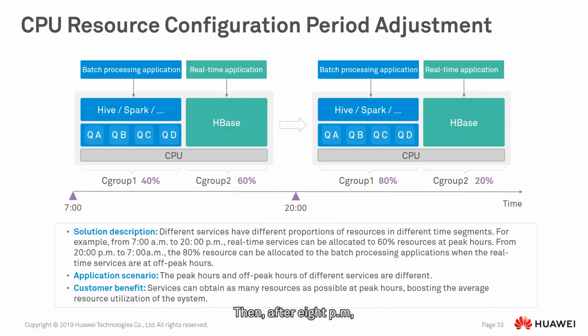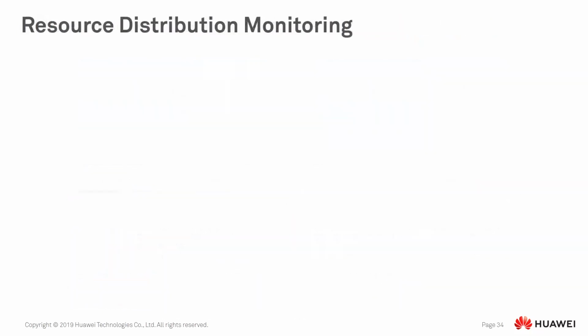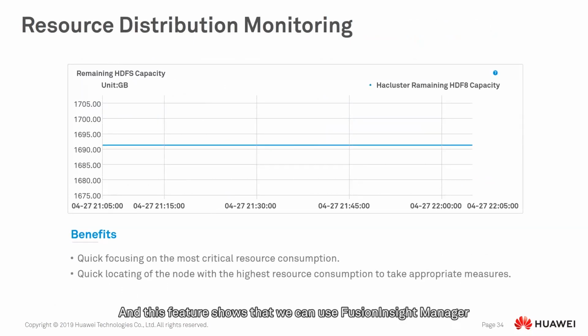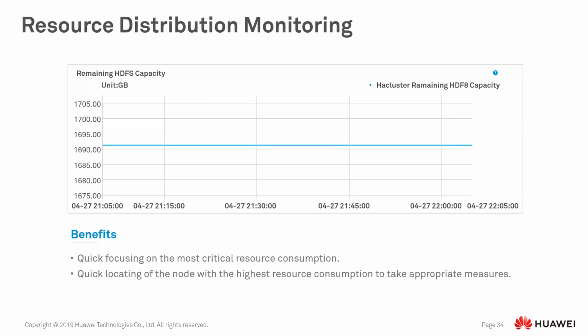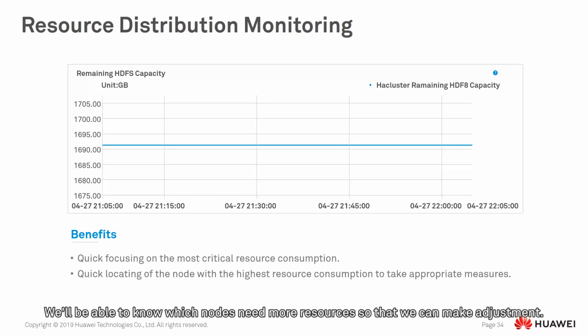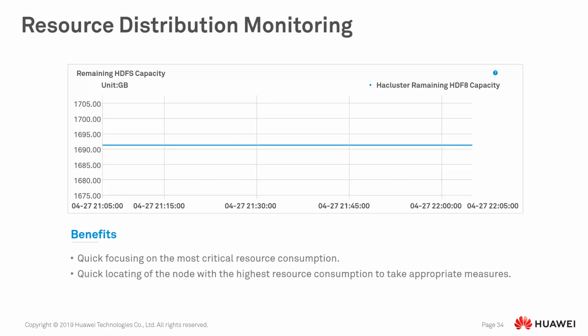Then after 8 p.m., the demand of batch processing applications is much more than the real-time one. We can adjust the resources allocation rate into 80% and 20%. In this case, the utilization of the system is highly improved. And this feature shows that we can use FusionInsight Manager to check the resource distribution anytime. We'll be able to know which nodes need more resources so that we can make adjustment.